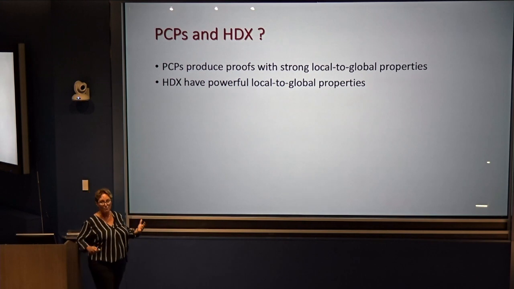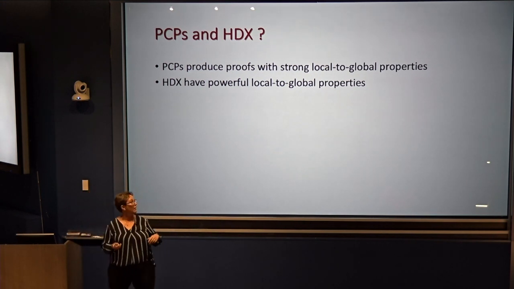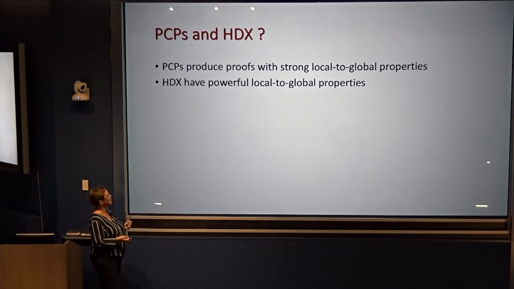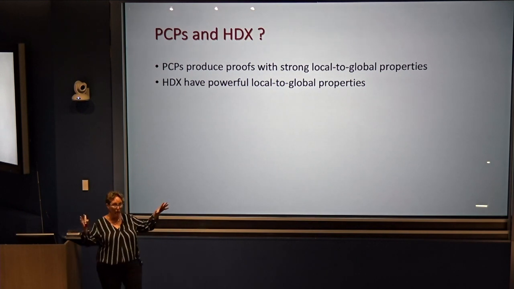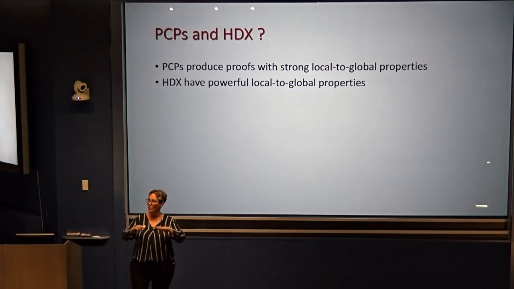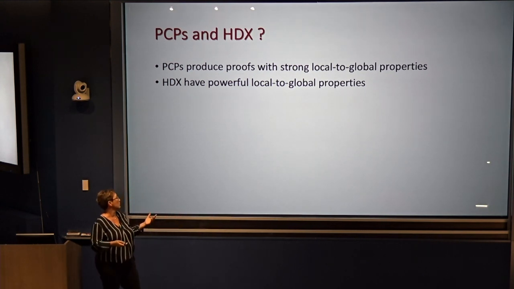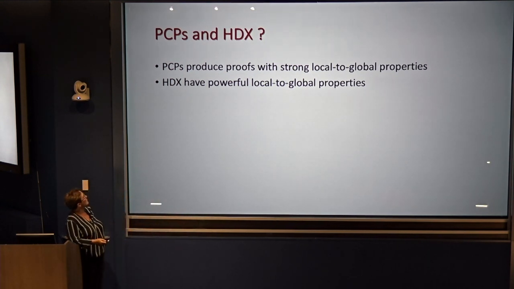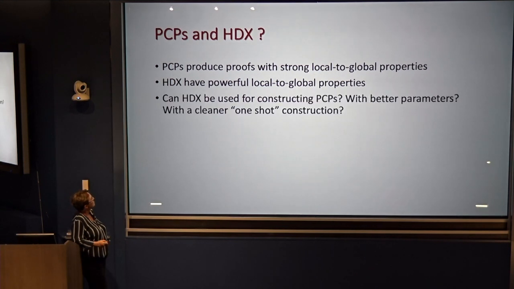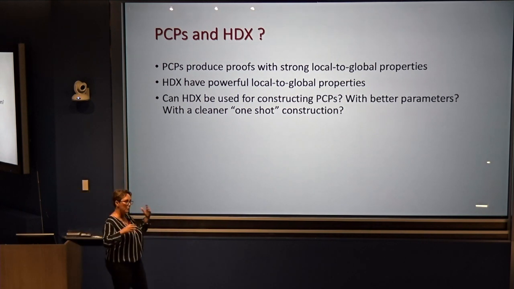And high-dimensional expanders, as I've tried to illustrate, have a lot of local-to-global properties, right? We broke a random walk into many small random walks. We broke an error-correcting code into many small error-correcting codes. So it makes sense to look at this connection. Maybe you can use high-dimensional expanders to construct PCPs with better parameters.